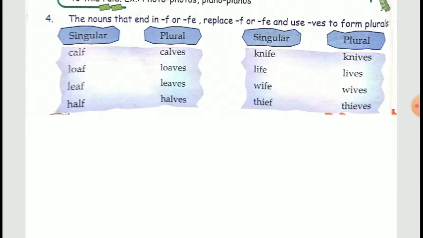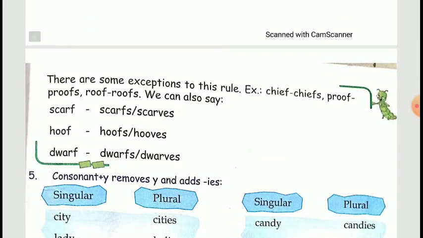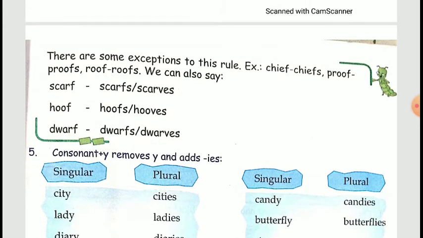Now knife has FE at its end, so you have to keep in mind that you have to remove FE and add VES. So knife becomes knives. Same way, life becomes lives in plural. Wife is wives in plural, thief is thieves in plural. So again you have to keep in mind that wherever there is F or FE at the end of the word, and if you want to form the plural, you have to remove F or FE and add VES instead of that. Now again there are some exceptions to this rule.